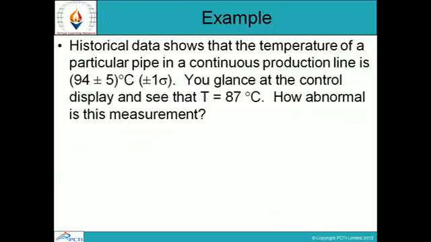Example: historical data shows that the temperature of a particular pipe in a continuous production line is 94 plus or minus 5 degrees Celsius, plus or minus 1 sigma. You glance at the control display and see that T equals 87 degrees Celsius. How abnormal is this measurement?